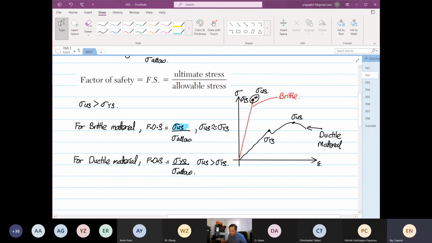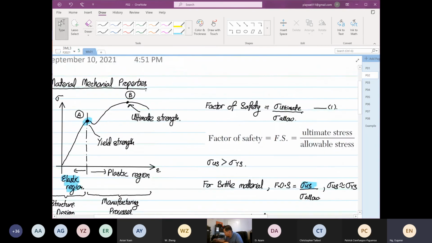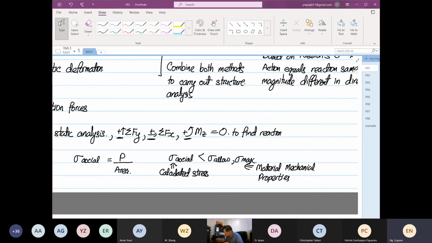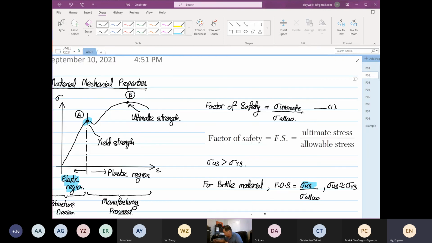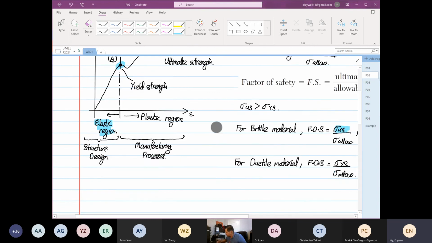No. Okay. So let's look at this. This is method number one. We find our reaction force. Then we do P divided by area, then we calculate our stresses. Then we compare with the allowable or the maximum, and then I just taught you what to use. Is it yield strength or ultimate strength? Now let's look at method number two.